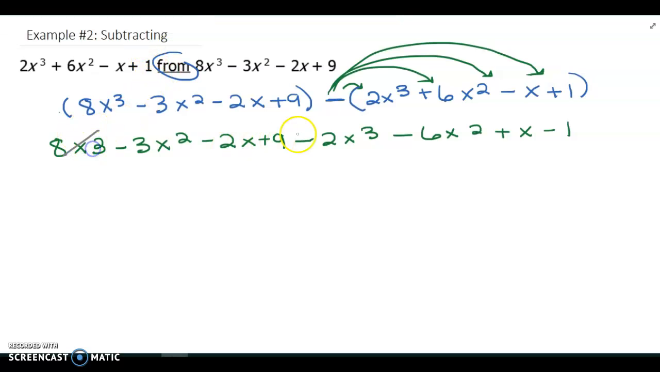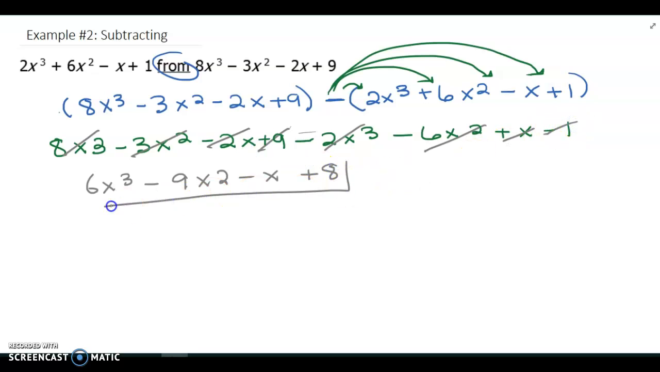So 8x cubed minus 2x cubed would be 6x cubed. Minus 3x squared minus 6x squared is minus 9x squared. Minus 2x plus x would be a minus x. Plus 9 minus 1 is a plus 8. So that would be your final answer.